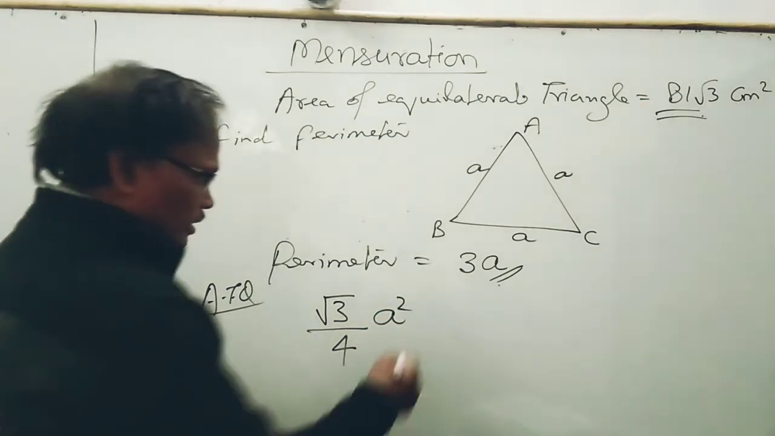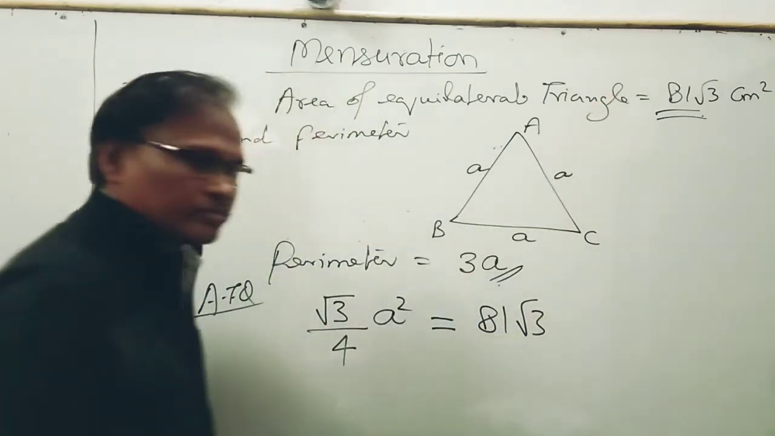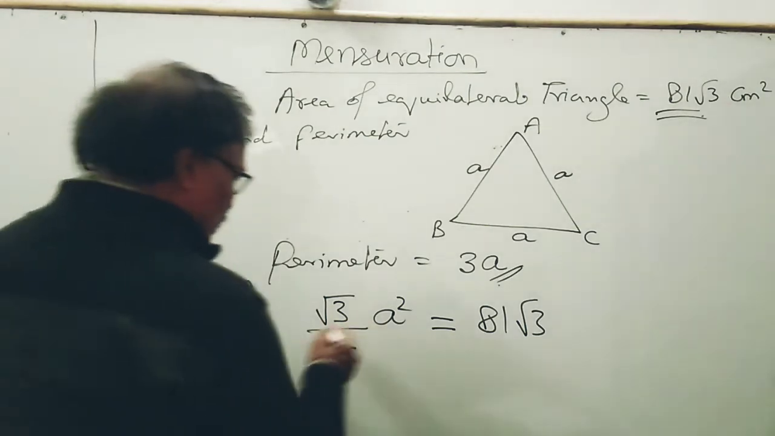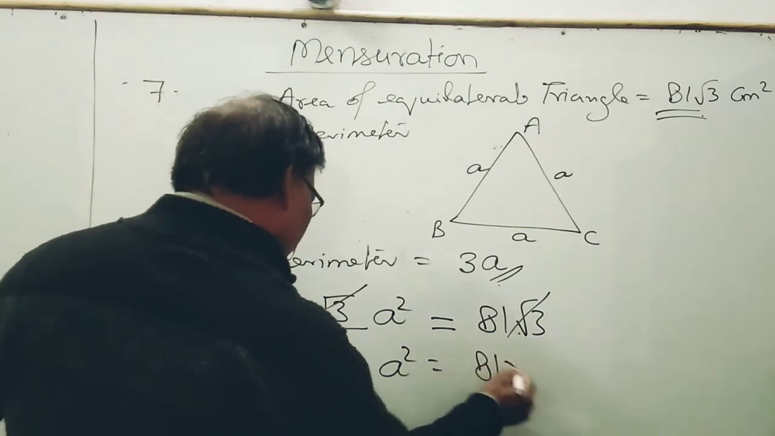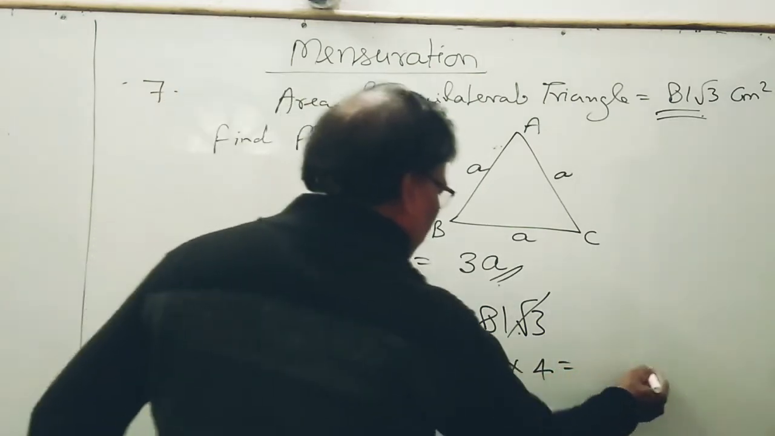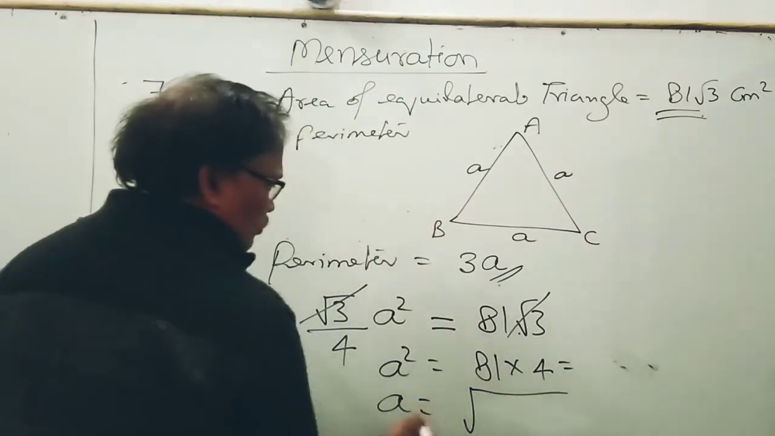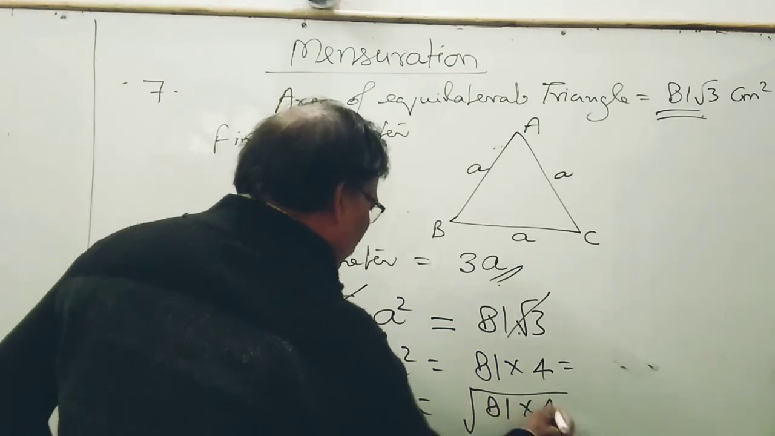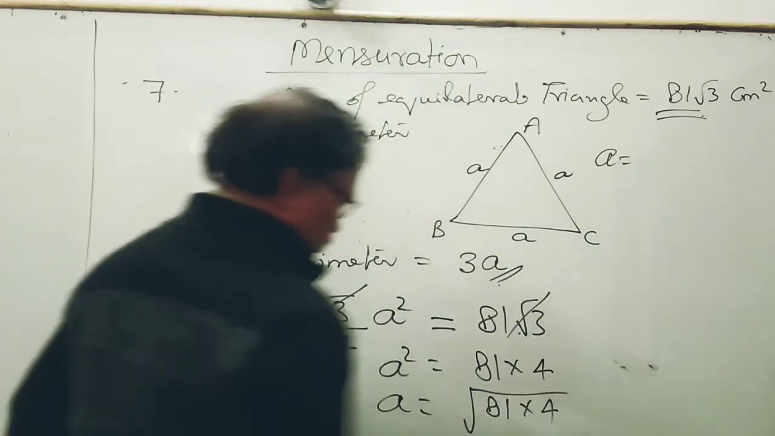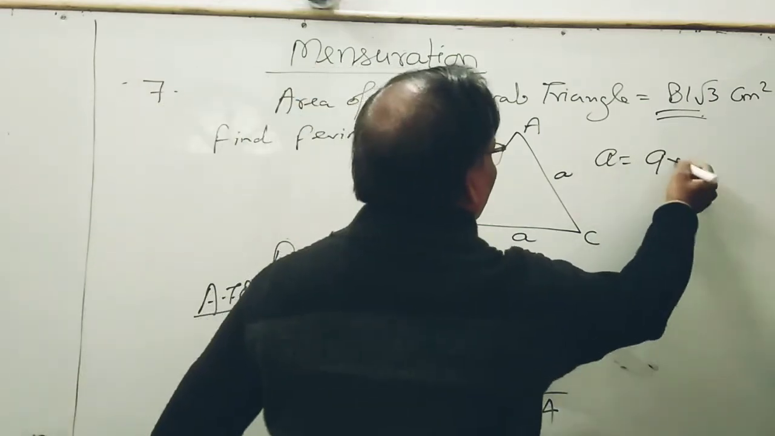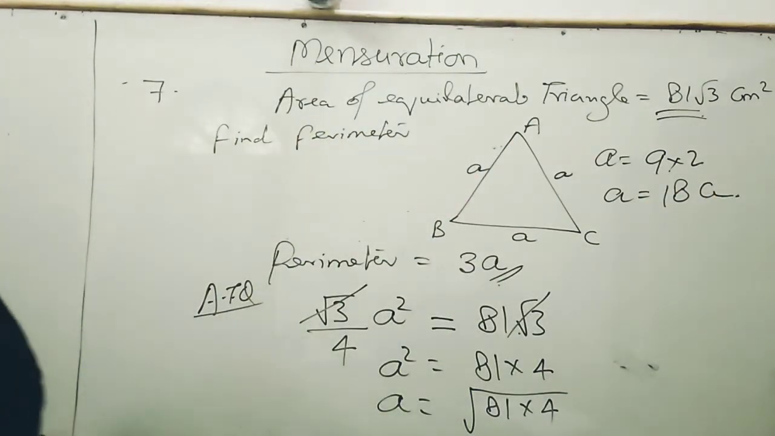√3/4 A square, and this is equal to 81√3. Now this √3 cancels, and A square is equal to 81 into 4. If you take the square root of this, it will be 81 into 4, and A is equal to 9 into 2, means 18 centimeter is the side of the triangle.